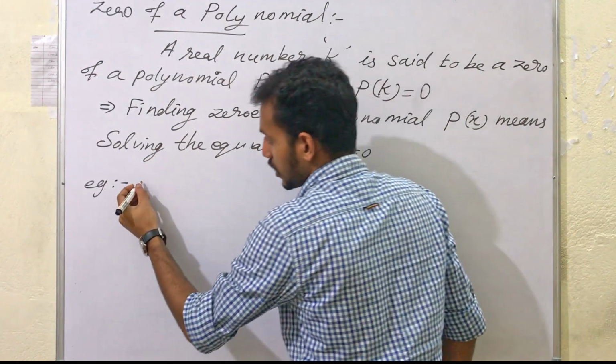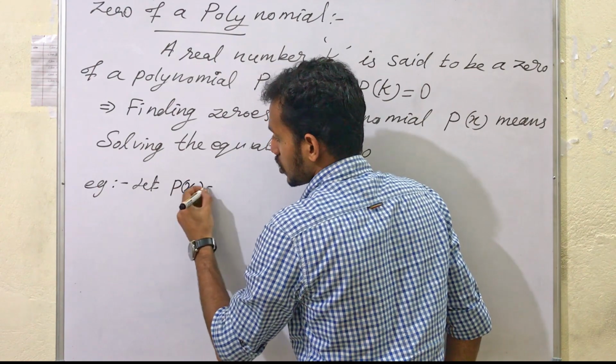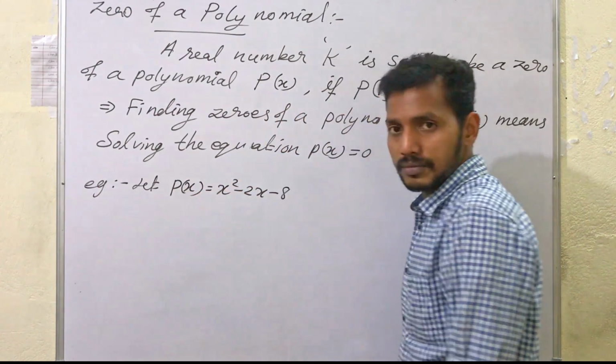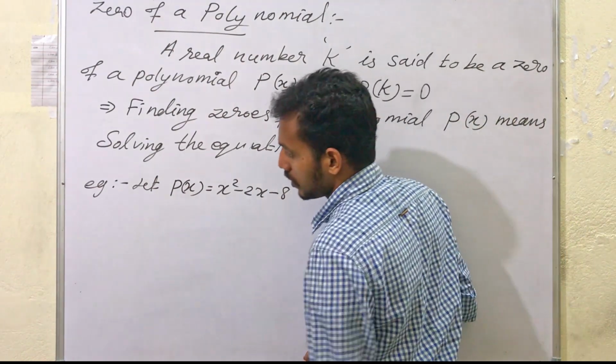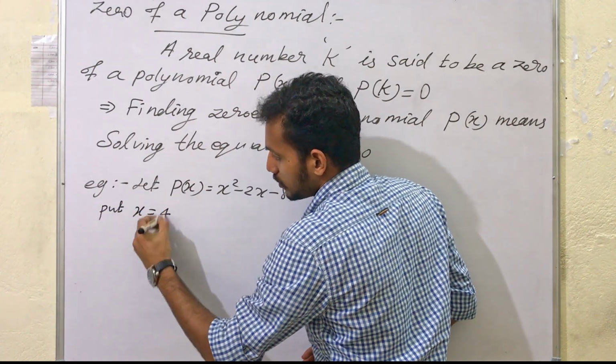For example, let p of x be equal to x square minus 2x minus 8. The polynomial here I am taking. Then put x equal to 4.